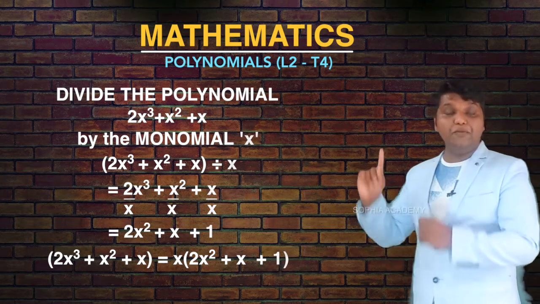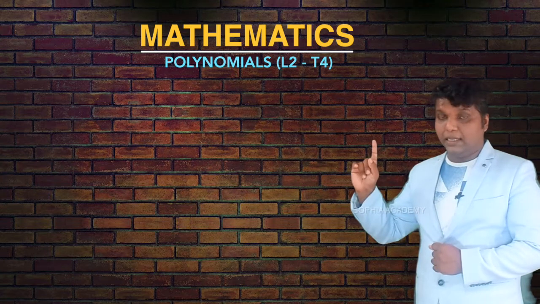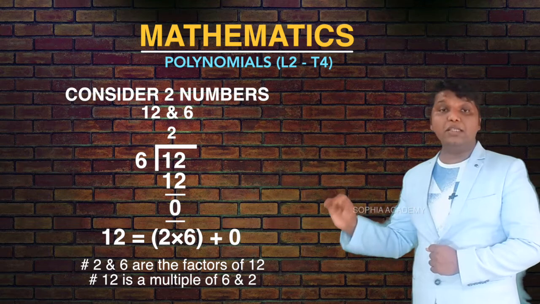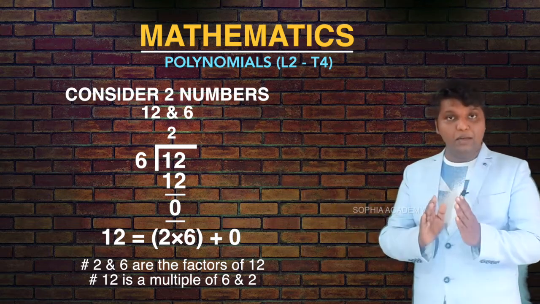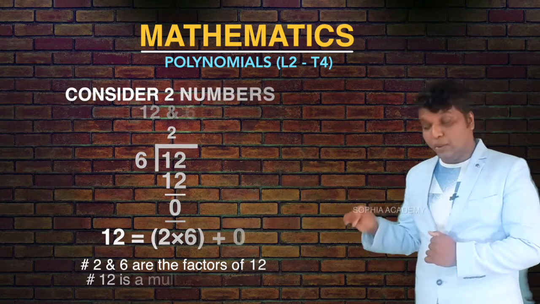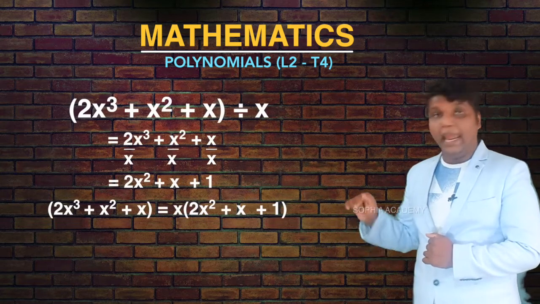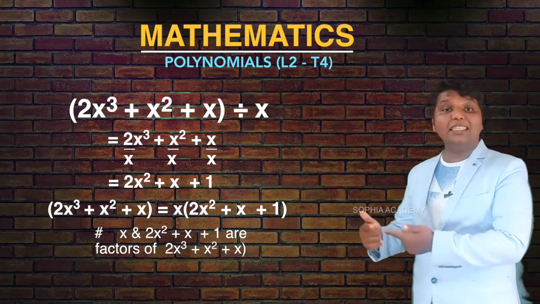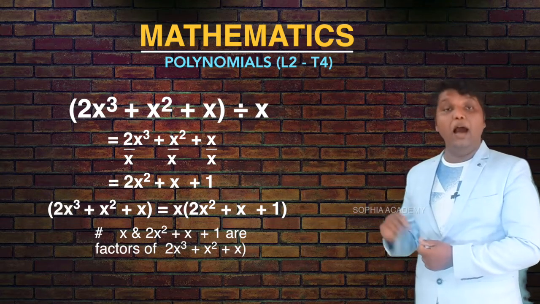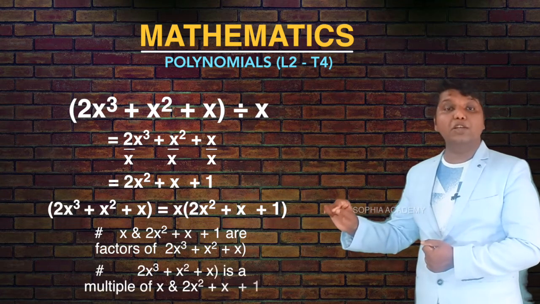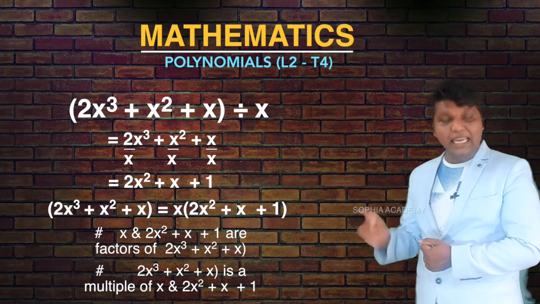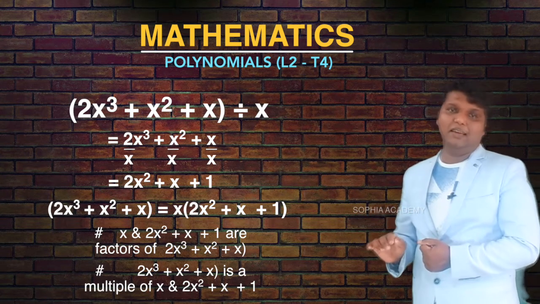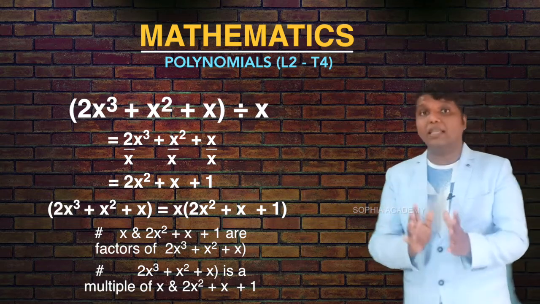What does it mean? In the first thing I told you, when we studied the example, 12 is equal to 2 into 6. What does it mean? 12 is a multiple of 2 and 6. In that same way, you can say here x and 2x square plus x plus 1 are the factors of the given polynomial. Or in other words, 2x cube plus x square plus x is a multiple of 2x square plus x plus 1 and x. Clear? So in this way, you can understand what the factors are.